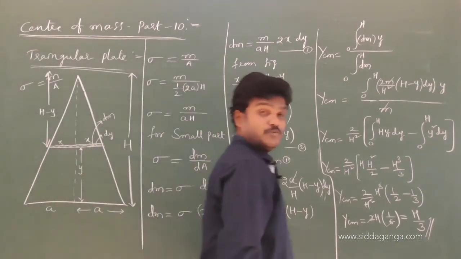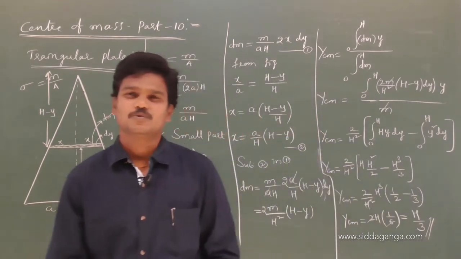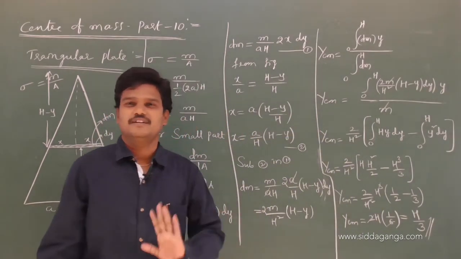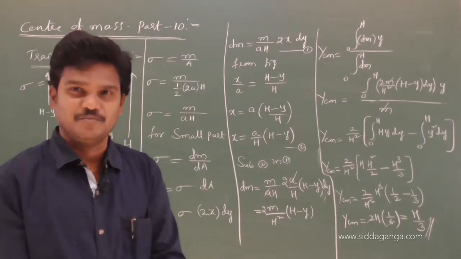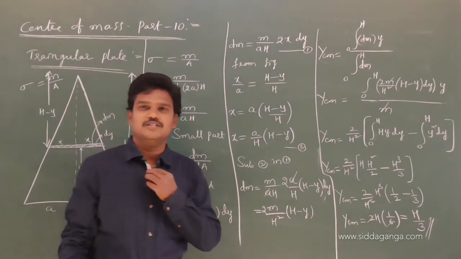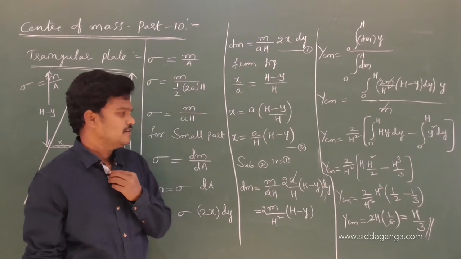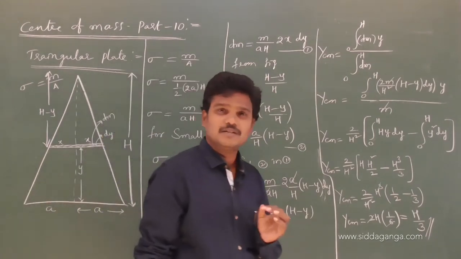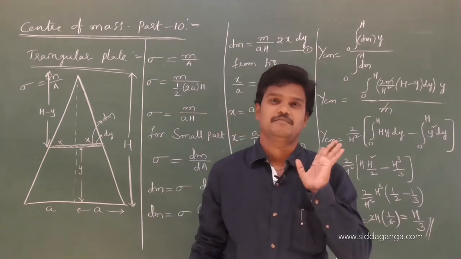What is the answer now? Finally, I am getting h by 3. See the calculations. Don't worry about the integration calculations. Anyhow, you are going to write the entrance after second PUC. Up to that, you can perfect the integration, so that's not a problem. Try to practice a number of times. So what is the center of mass of a triangular plate? h by 3, keep in mind.